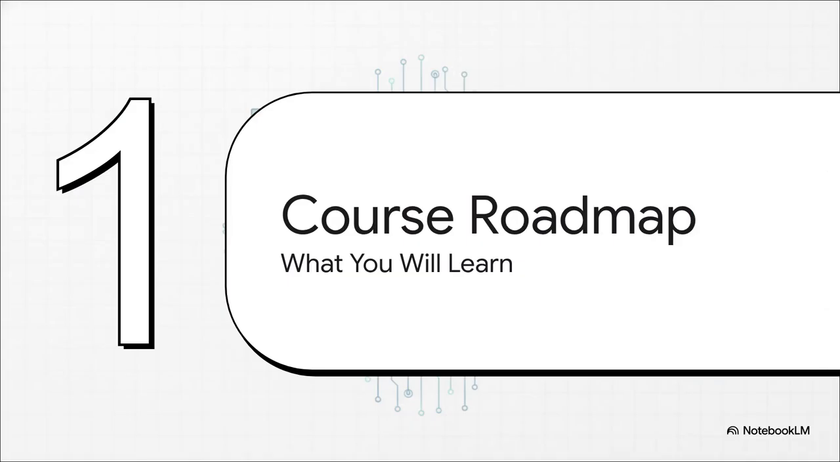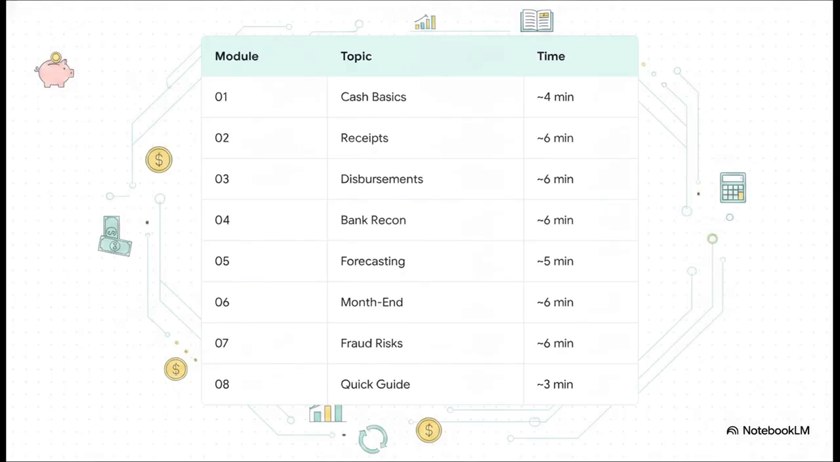Moving right along to section 2, your course roadmap. Okay, so this course is broken down into totally manageable, bite-sized pieces. We start with cash basics, just a quick 4-minute read. From there, we literally follow the money. We go through the cash receipt cycle, which is money coming in, then the cash disbursement cycle, money going out. Then we check our work with bank reconciliation. After that, we hit forecasting, the month-end cash close, and common fraud and control risks. You're looking at about 5 or 6 minutes per module. Oh, and at the end, Module 8 is a quick reference guide. Super fast, no unnecessary fluff.